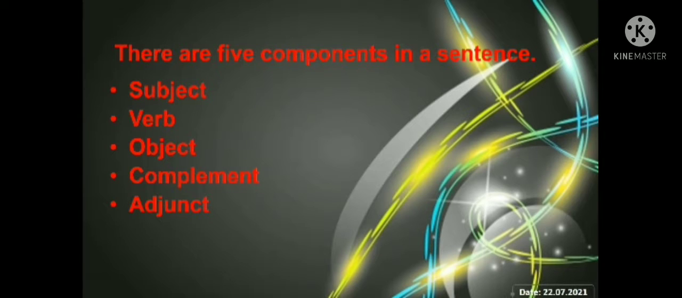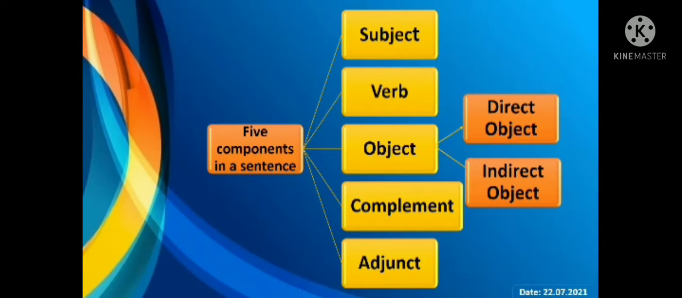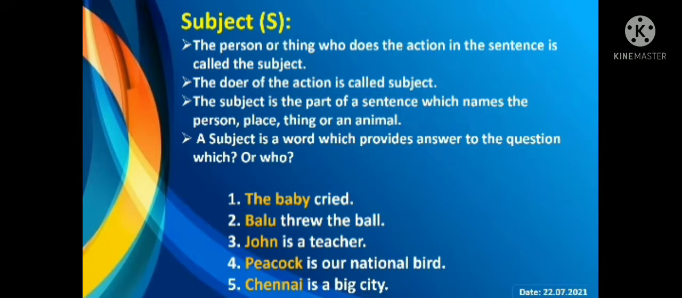There are 5 components in a sentence: subject, verb, object, complement, adjunct or adverbial. Object can be divided into 2 types. One is the direct object, DO, and another is the indirect object, IO.